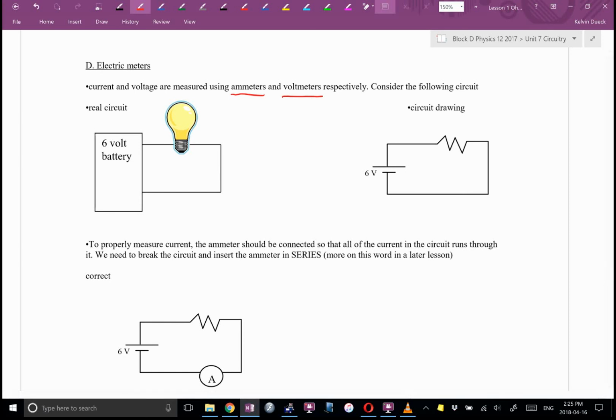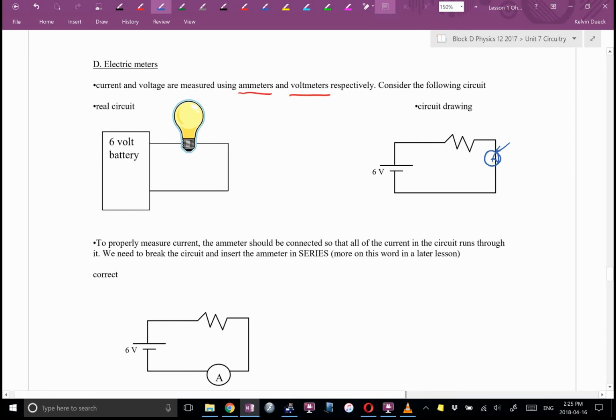Consider the following real circuit. So here is a 6-volt battery and a light bulb. Here is the equivalent circuit diagram. If I want to measure current, to properly measure current, I could not do this. Don't write this down. If I did that, some skiers could go this way and I would have no way of measuring them. Current is how many skiers. If I want to measure current, what I would have to do is physically cut the wire, let's say right there, and splice in an ammeter so that all of the current goes through the same location.